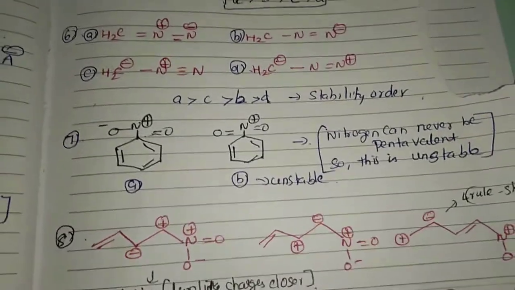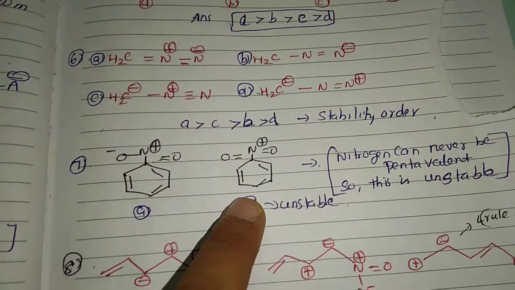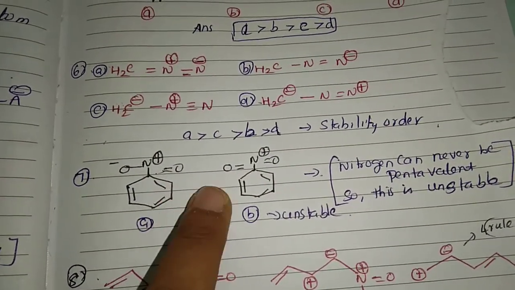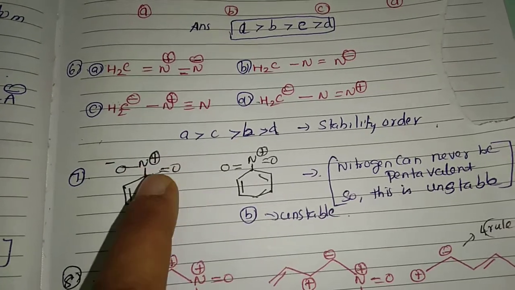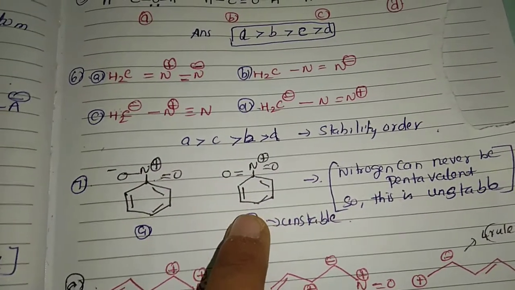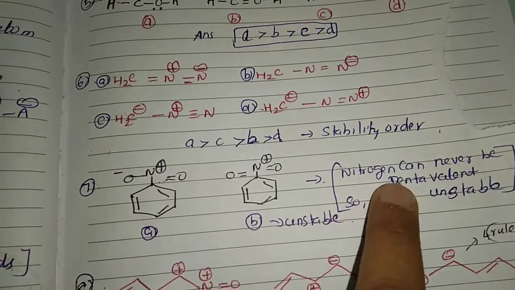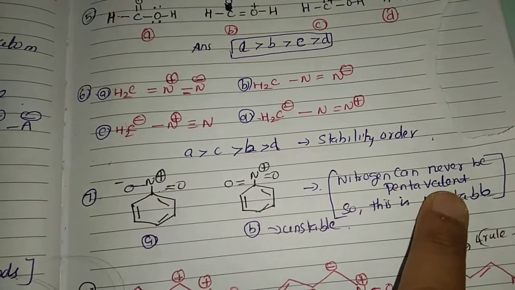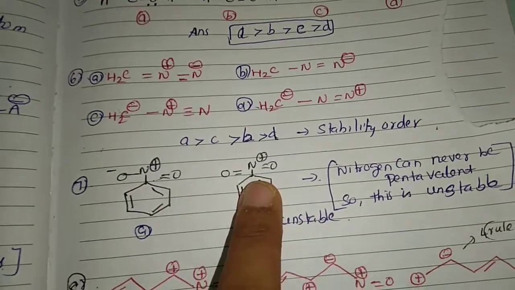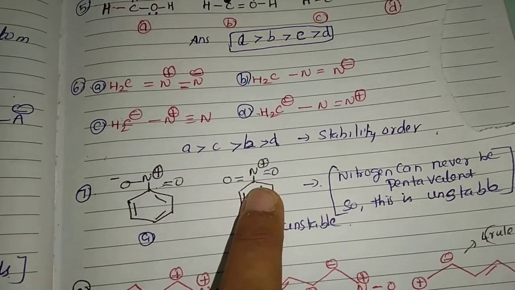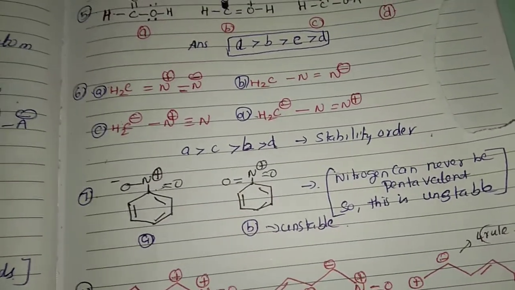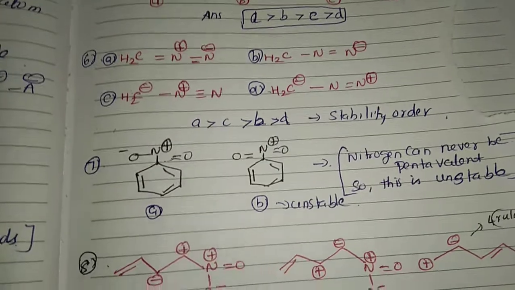Next example. See the structure. In this, count the number of covalent bonds: 1, 2, 3, 4; 1, 2, 3, 4, 5. This one is unstable. Why? The reason: nitrogen can never be pentavalent. Nitrogen's valency is 4, so it can never be pentavalent. So this is an unstable compound, and this is the stable one.